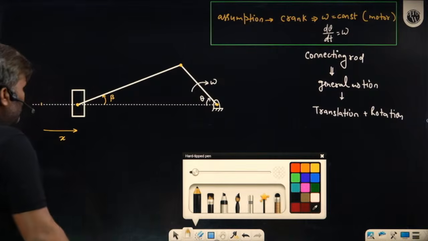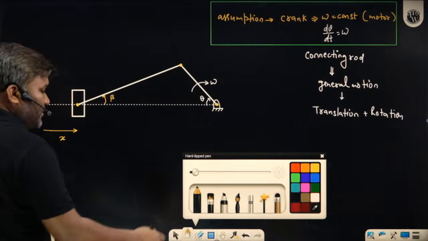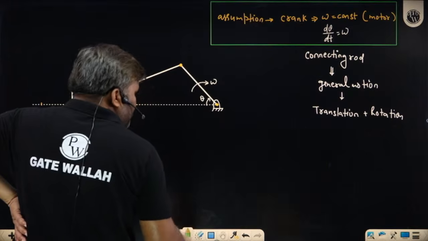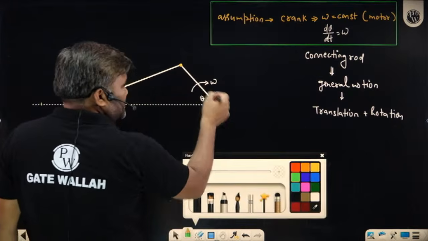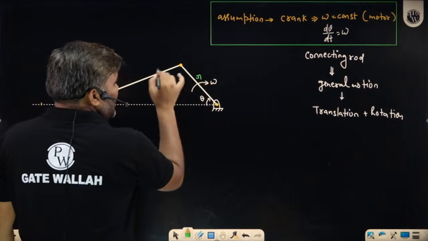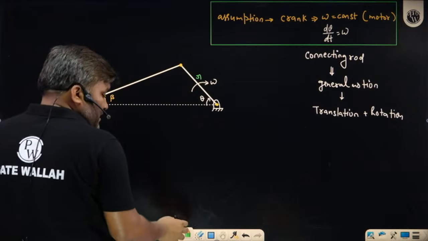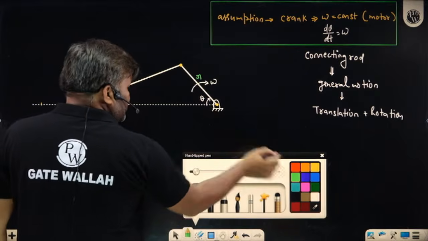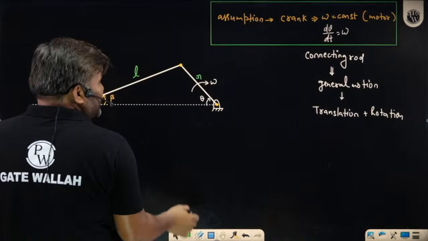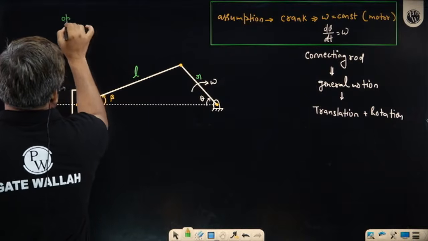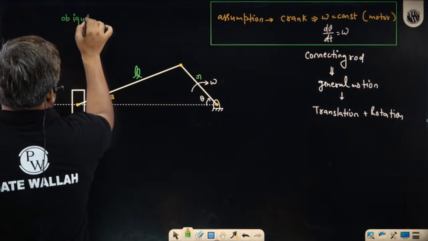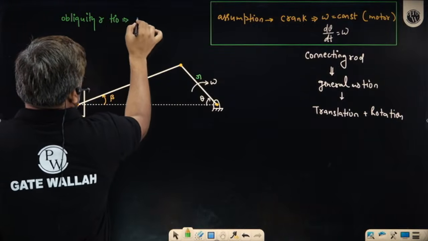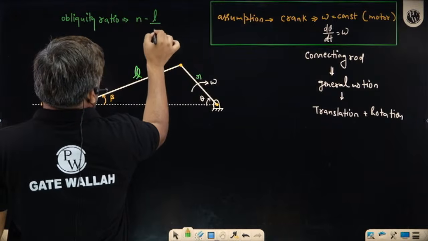So let's talk about the piston first. Sabse pehle let's talk about the piston. Sir, let us suppose the radius of the crank is given as r, the connecting rod length is given as L, and for this single sided crank mechanism, there is a term which is defined as the obliquity ratio. It is defined as n, the ratio of L to r.